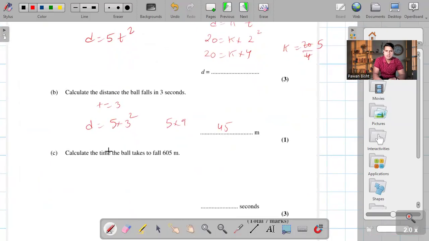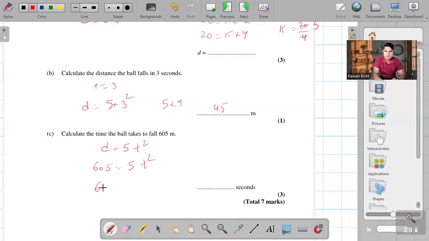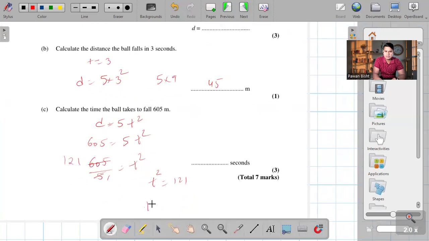Third part, they say find the time the ball takes to fall 605 meters. The relationship is d equals 5t square and d is given 605. So to find t square, 5 goes in the denominator, 605 over 5, right? So t square equals 121. To find t, we take the square root of 121. Square root of 121 is 11. So t is 11 seconds, right? So first we have to find the relationship. After finding the relationship, you can easily solve the remaining part, right?